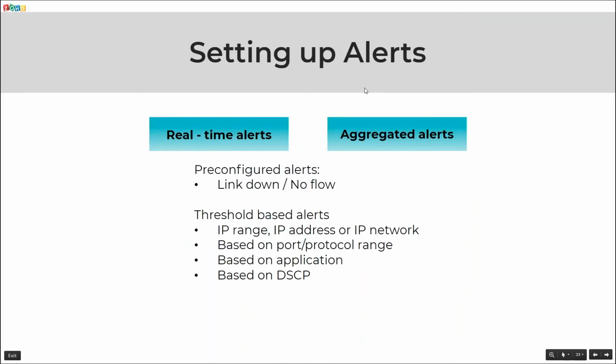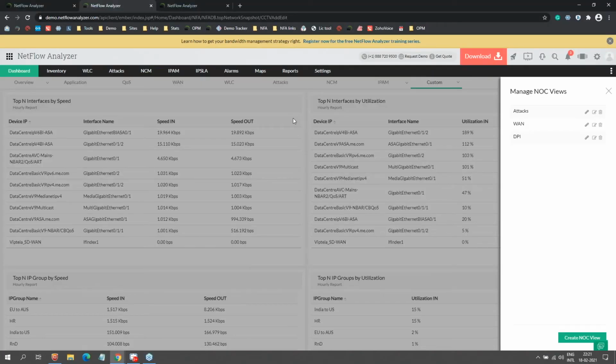And just to let you know, we also have alerts within our product. Alerts are categorized in two ways. You have real-time alerts, and we have aggregated alerts. Real-time alert means any issue that's happening as and when we speak, it's happening right now, you get an alert. There are two types. You can go with the pre-configured alert for link down, meaning if any interface is down, then you can get an alert based on that.